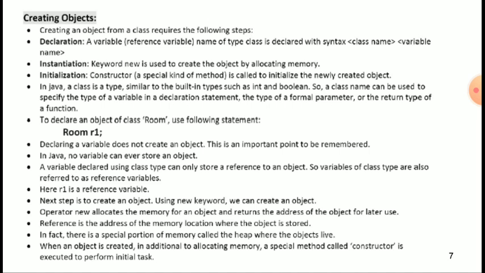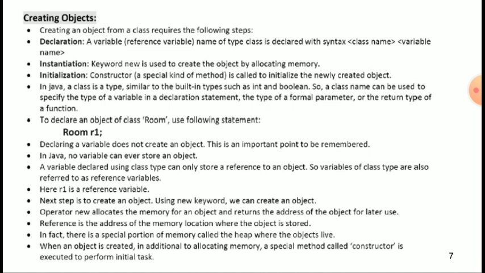In Java, a class is a type similar to the built-in types such as int and boolean. So a class name can be used to specify the type of a variable in a declaration statement, the type of a formal parameter, or the return type of a function. To declare an object of class Room, use the following statement: Room r1. Declaring a variable does not create an object. This is an important point to be remembered.